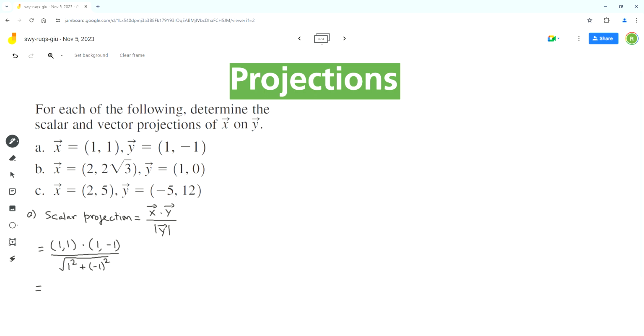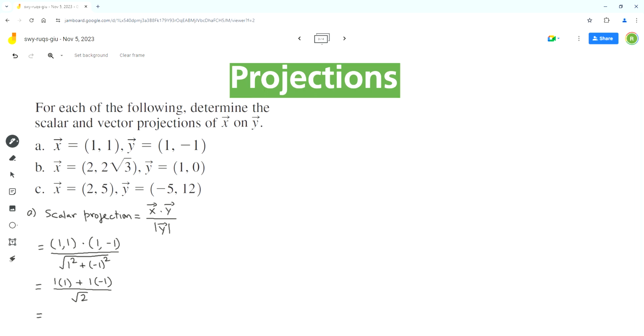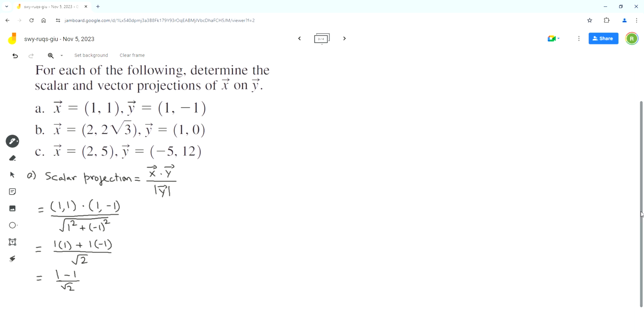So we can do the dot product in the numerator. So we should multiply the x components and y components. In the denominator, 1 square is 1, negative 1 square is also equal to 1. So we get 1 plus 1 equal to 2. In the numerator, 1 times 1 is equal to 1 and 1 times negative 1 is negative 1. 1 minus 1 is equal to 0 and that will make this fraction equal to 0. So this is the scalar projection for vectors in part A.